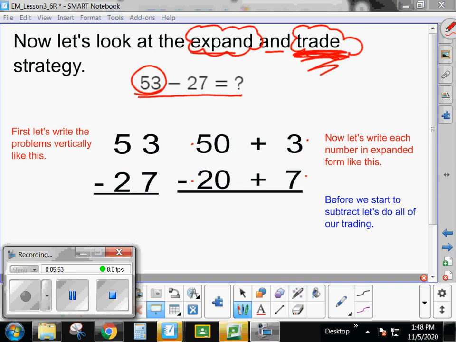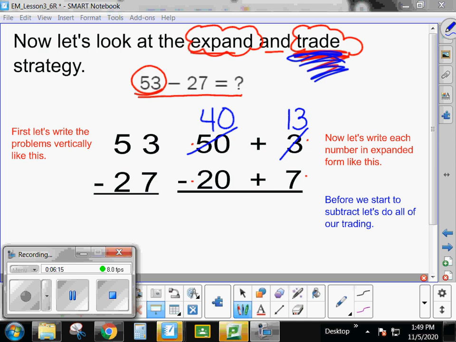So what am I going to have to do? I'm going to have to trade. All right, how do I get more ones? Well, I go over to my tens place, right? I have 50. I'm going to take away 10, so now I only have 40. I'm going to bring that 10 over to the ones place, so now I have 13.